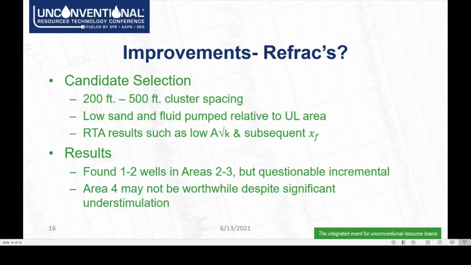For candidate selection, we looked at 200 to 500 foot cluster spacing and low sand and fluid pumped into the area. And then we had RTA results such as low A root K and subsequent fracture half-lengths. The results were that we found 1 to 2 wells in Areas 2 to 3, but with questionable incremental economics. And Area 4 may not be worthwhile despite significant understimulation, just because of the geology.